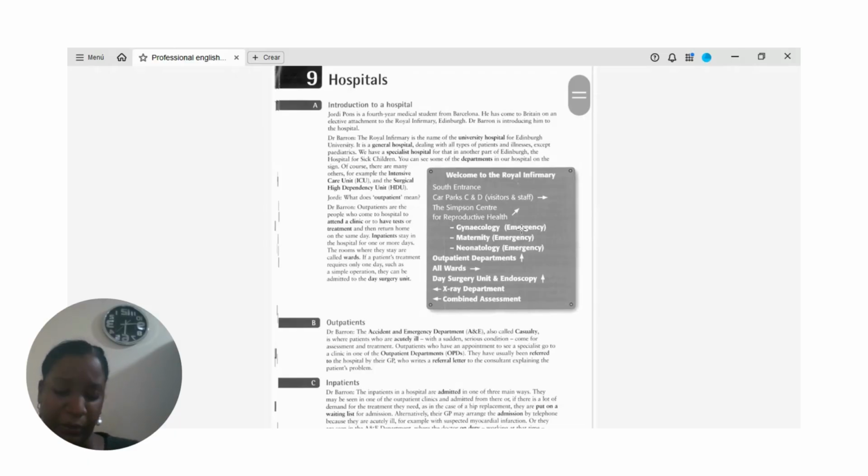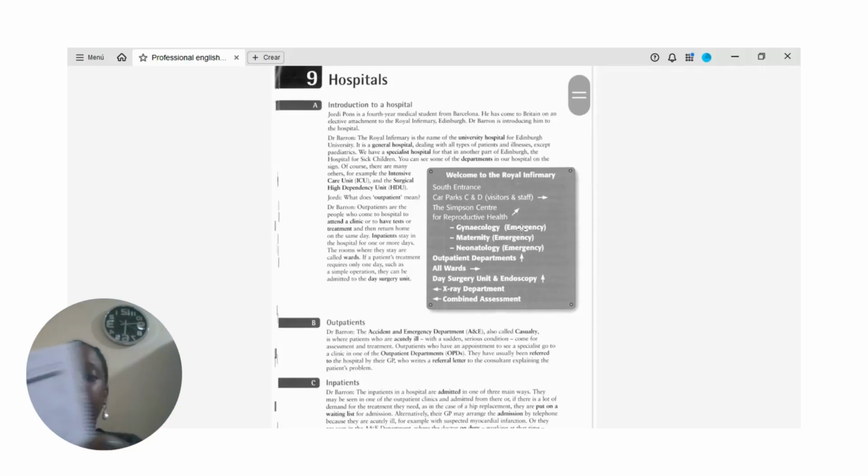Jordi dice, ¿evaluados? Doctor Barro, sí, se toman decisiones sobre su condición y lo que se debe hacer para ayudarlos. Una vez completado el tratamiento, el paciente es dado de alta y regresa al cuidado del médico de cabecera.